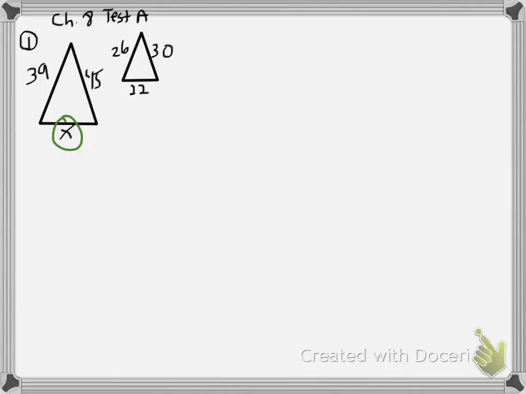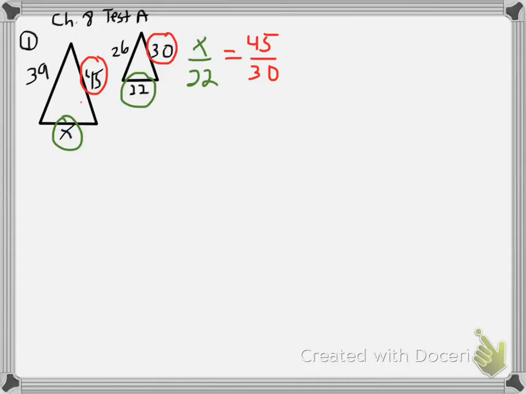Okay, and it looks like it's the smallest side in that triangle. The smallest side in this triangle is right here. So I should write those as a fraction, x over 22. And then I need to pick a side. I don't care which set you pick, 39 and 26 or 45 and 30. I'm going to do 45 and 30. And you notice I started with the big triangle and I put it on top, so I should do the 45 on top and the 30 on bottom for the small triangle.